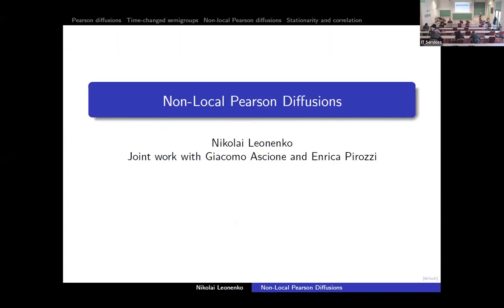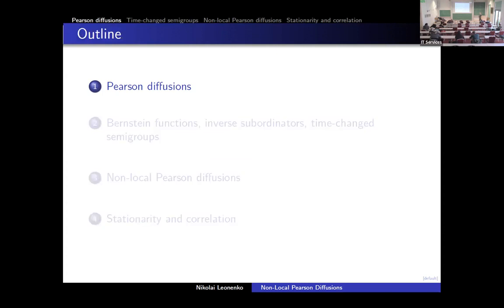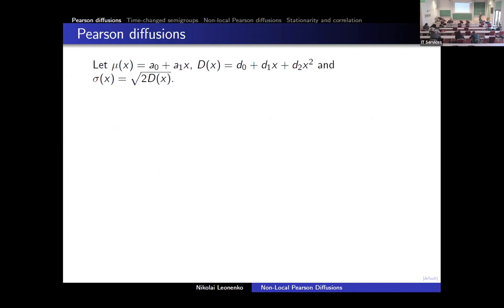Basically, the title of the talk is a non-local Pearson diffusion. And this is again joint work with Giacomo Affione and Enrico Pirozzi. So that's the plan of our talk: Pearson diffusions, Bernstein functions. Many things are already introduced by Giacomo. Then non-local Pearson diffusion, and again stationarity, correlation, what you call weak solutions, if you like, and so on. So the first is Pearson diffusions.